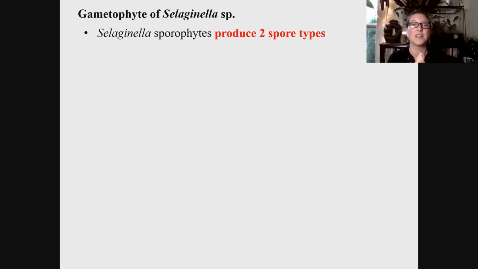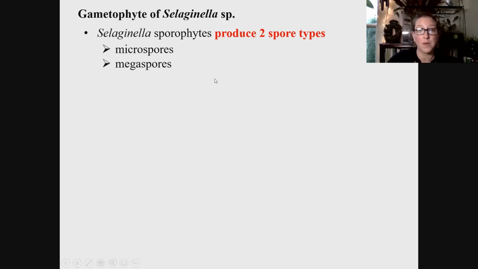Finally we get to this concept. So all the things we've looked at so far, mosses, liverworts, hornworts, and Lycopodium, produce one type of spore. Sporophytes produce one type of spore. Now, in Selaginella, the sporophyte plants produce two types of spores. And in terms of plant evolution, this is a big deal. This is a super big deal, and I'll explain why.